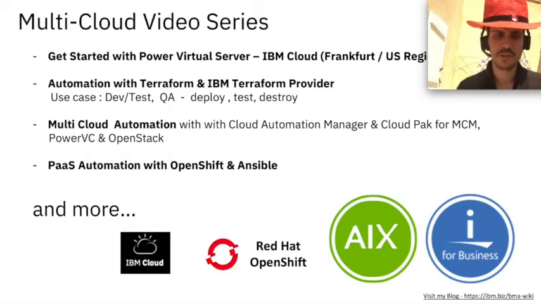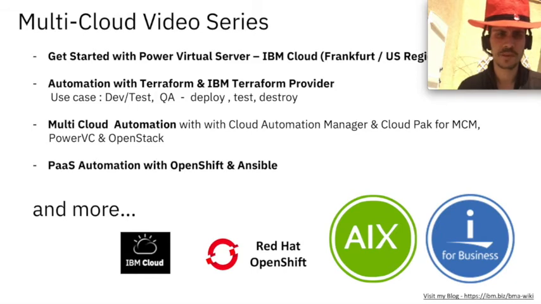So just to give you an overview of what we're going to talk about. First, get started with the Power Virtual Server offering. And then start playing with automation with the IBM Cloud CLI command line, and we're going to use Terraform as well for automation, for automating the deployment and the destruction of a virtual machine running in the IBM Cloud.